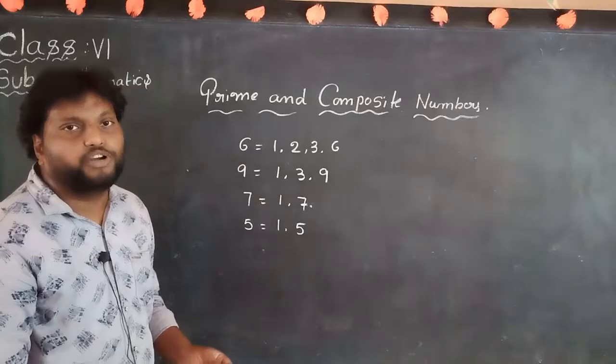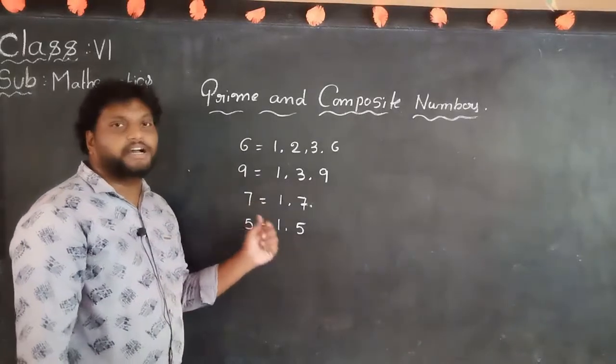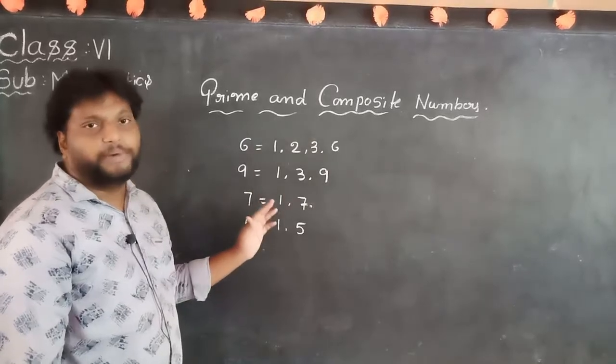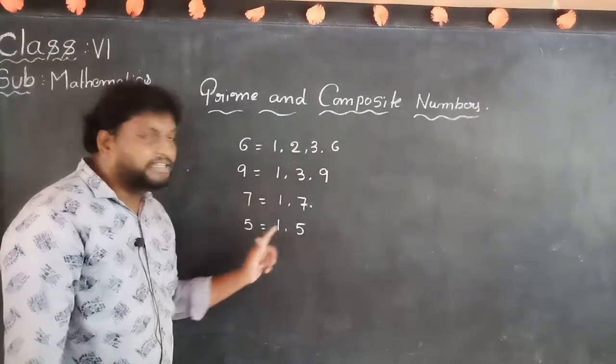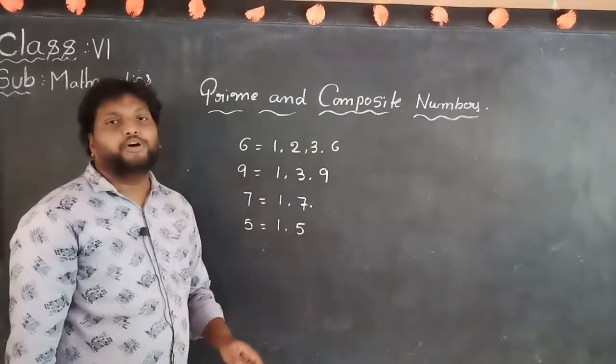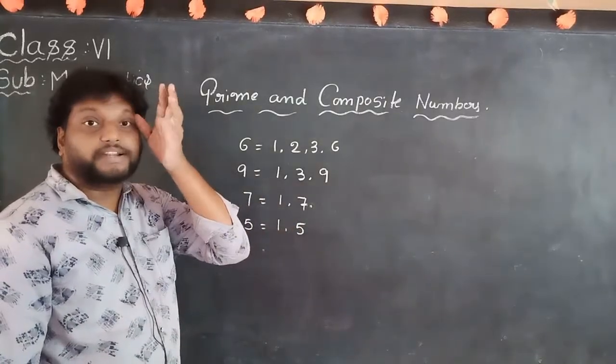Prime numbers are nothing but numbers that have only 2 factors. Which number has only 2 factors? That number is called a prime number. One of the factors is the number 1 and the other factor is itself.